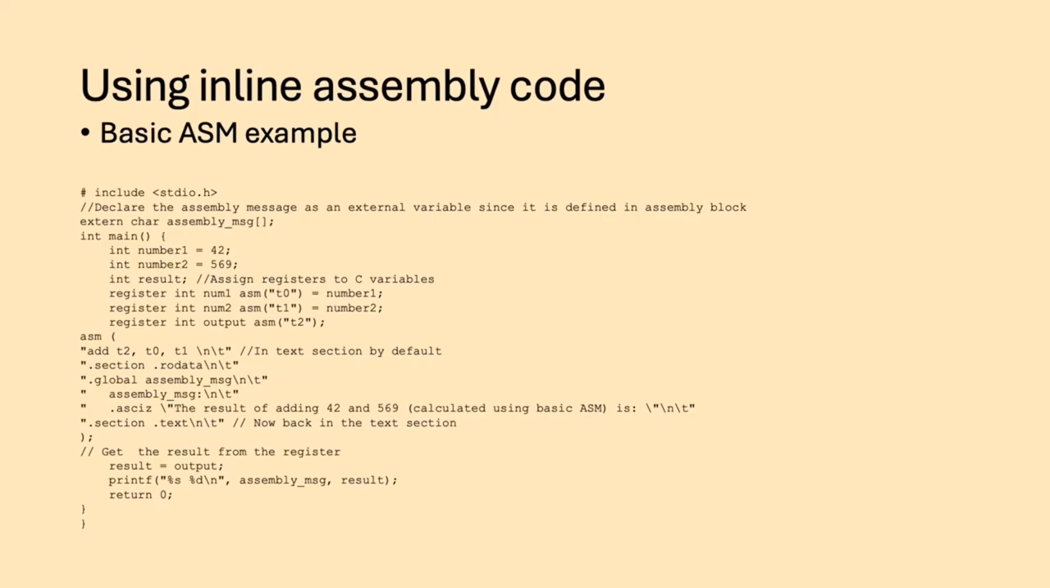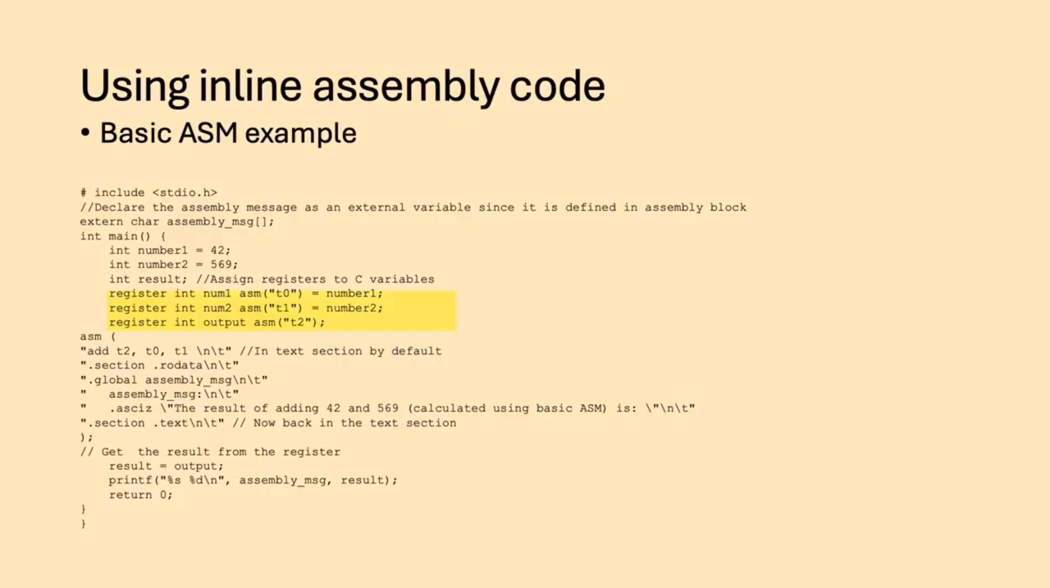So the C program presented here shows an example of basic ASM. The C variables are matching the RISC-V registers T0 through T2, using the register keyword. The addition is performed with the instruction add T2, T0, T1, included within the ASM block.